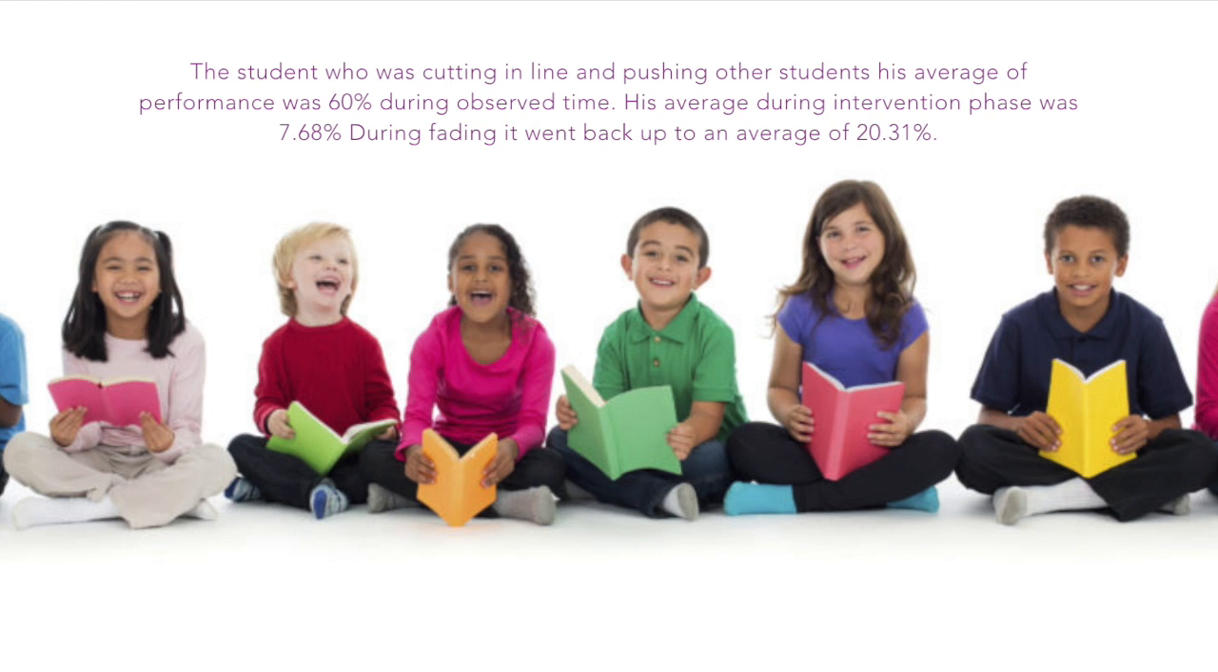For the last student, who was targeting cutting in line and pushing other students, his average performance was 60% during his observed time. His average during intervention was 7.68%. During fading, it went back up to an average of 20.31%.